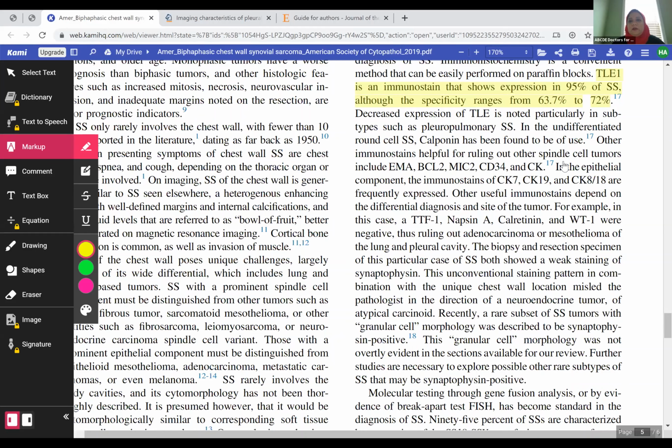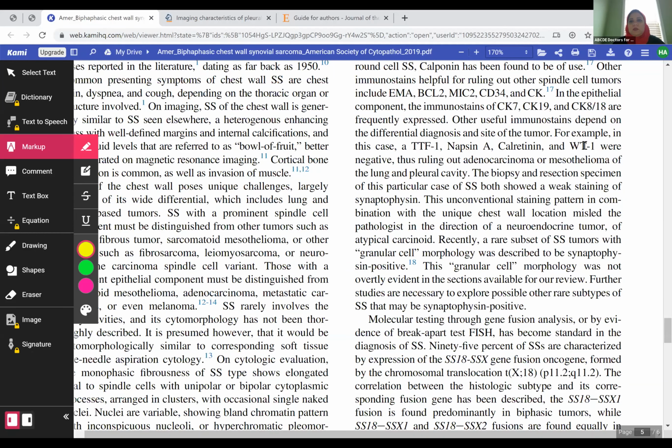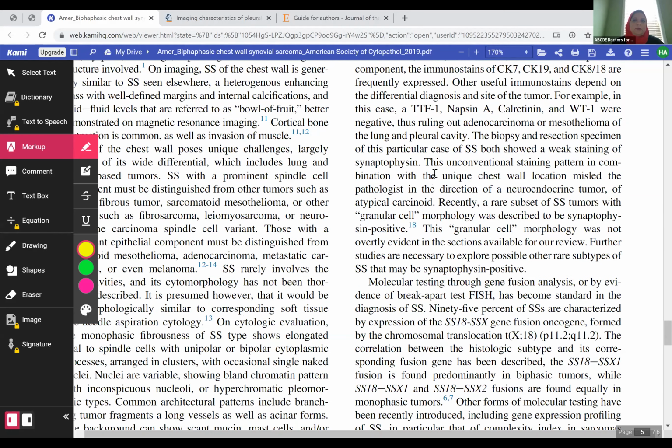Other immunostains are helpful for ruling out the other spindle cell tumors that we mentioned. And then the epithelial component, other immunostains would depend on the site of the tumor. So since this was a chest wall, pleural effusion, the first thing you think of is lung, obviously. So maybe TTF1 and napsin A and so on. So we ruled out adenocarcinoma or mesothelioma.